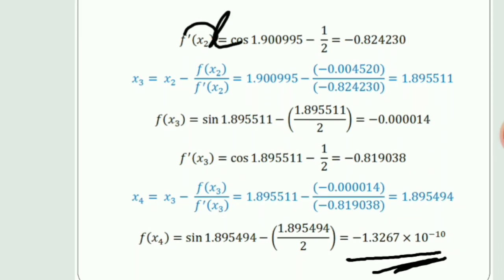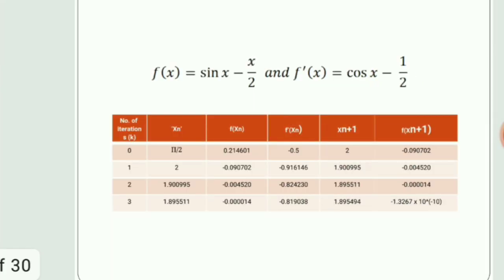So the answer is x value as 1.895. This is our required answer for this solution. Okay, so in a table format we can have the summary. This is my f of x, this is my f dash of x. The first starting value was given in the question. I have taken pi by 2 as my x naught.